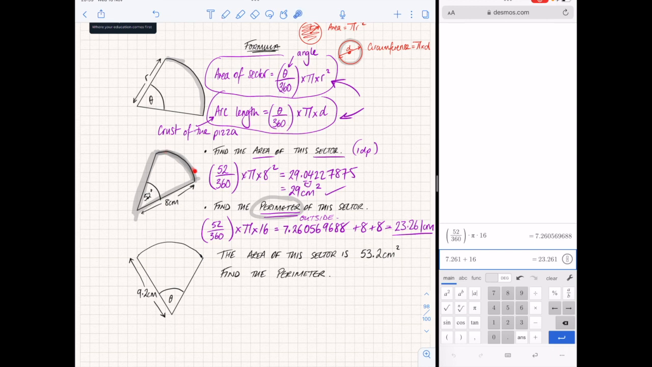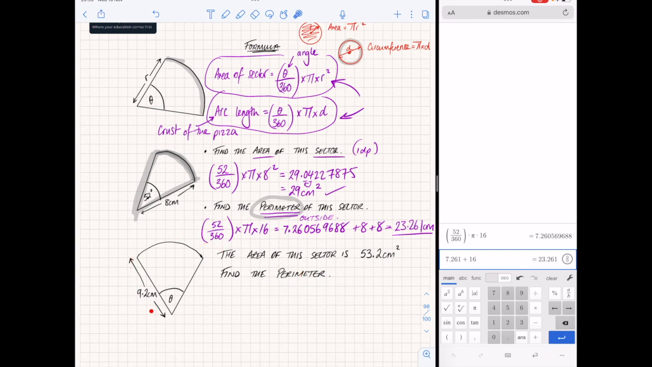It could just ask you about the arc length. So if it asks you just about the arc length, you don't need to add on the 16. You just work out that bit. If it's asking you for perimeter, then you need to add on the 2 8s as well. So let's look at the next one, which is a bit of an example of working backwards. It tells you that the area is this, and you need to find the perimeter.